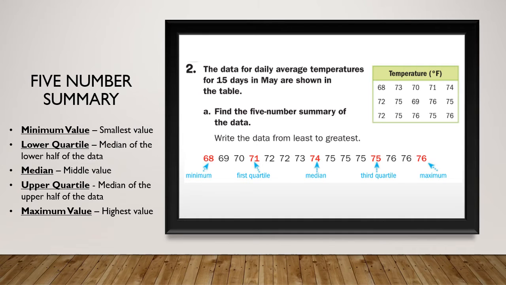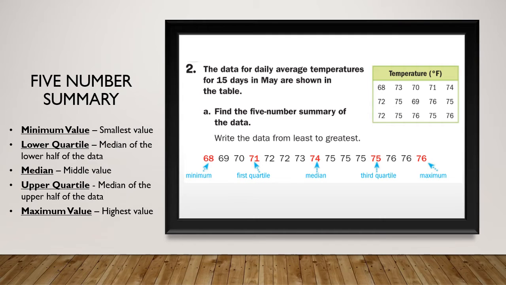The 5-number summary obviously has 5 values, and they consist of the minimum value, which is the smallest value of the data set, the lower quartile, which is the median of the lower half of the data, the median, which we kind of learned in the last video, which is the middle value, the upper quartile, which is the median of the upper half of the data, and then the maximum, which is the highest value.